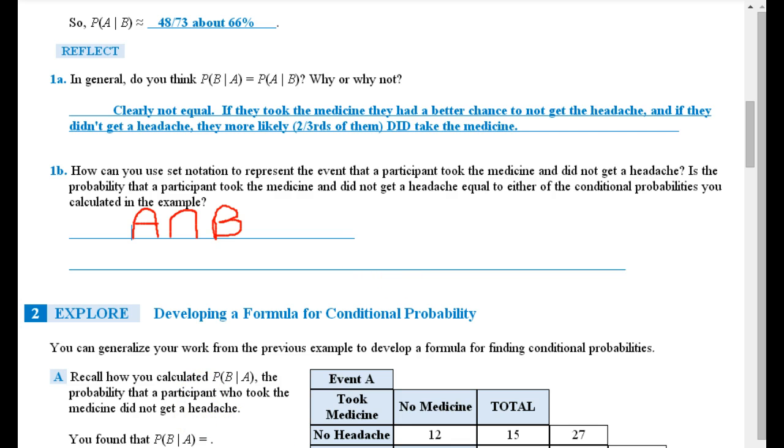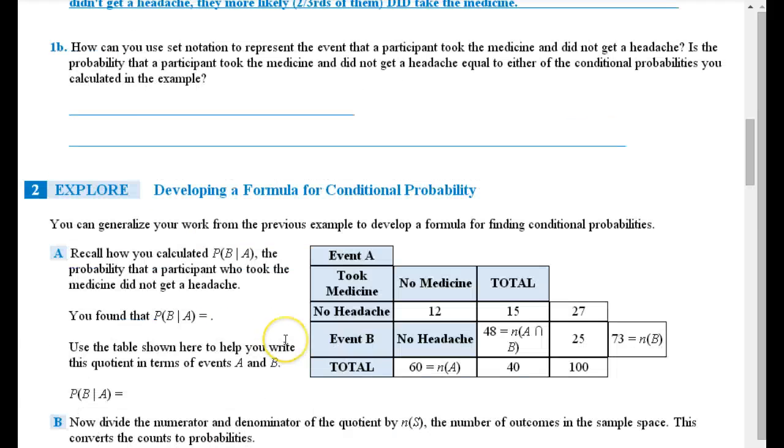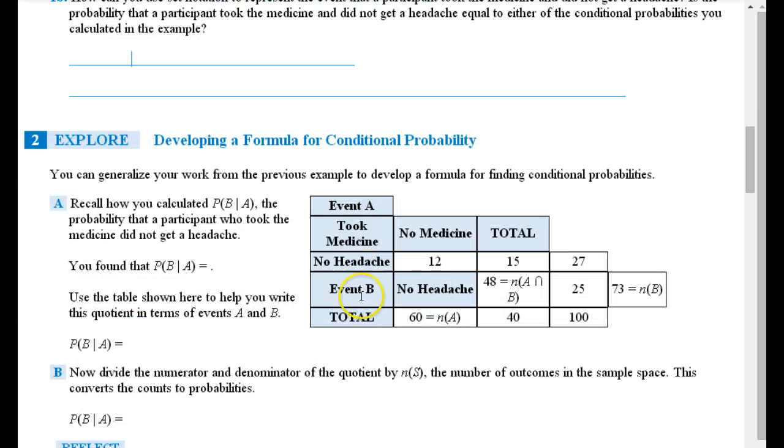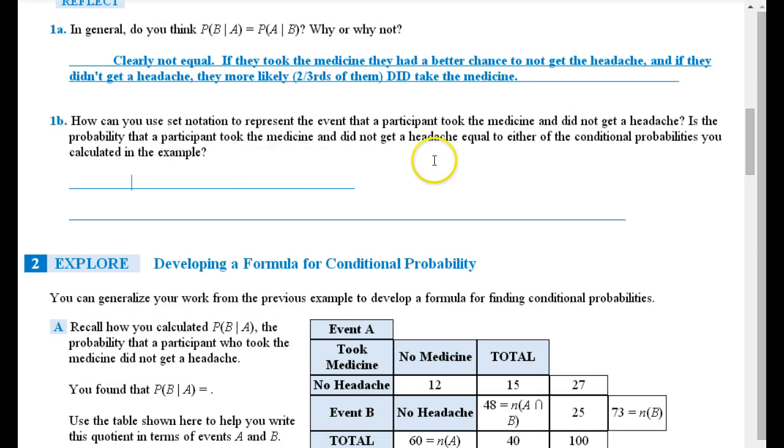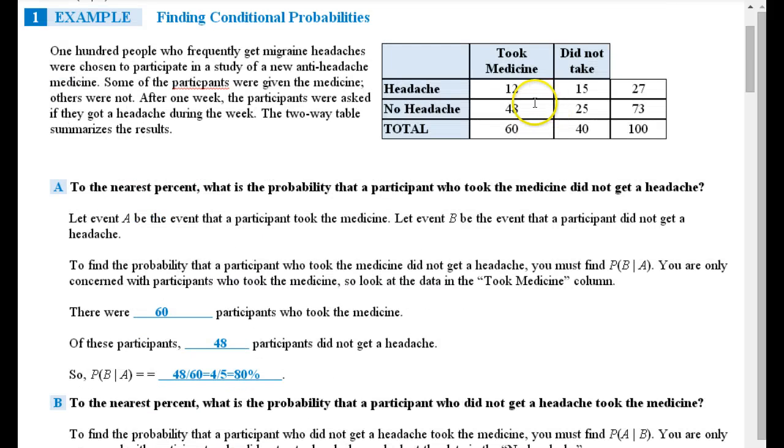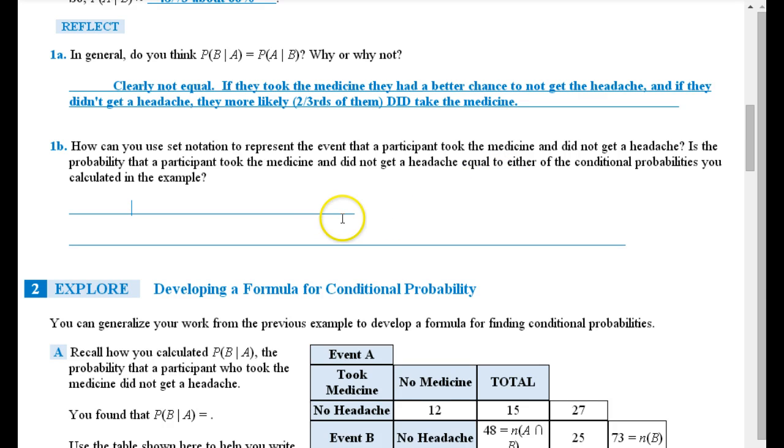Okay? All right, we're going to keep moving on here. So we're going to develop a formula for conditional probability. The probability that a participant took the medicine and did not get a headache, is it equal to either of the conditional probabilities that you calculated in the example? Aha, so that's a question here. Is the probability they took the medicine and did not get the headache equal to the others? Well, that would be 48 over 100. And so our answer is 48% that took the medicine and did not get a headache.